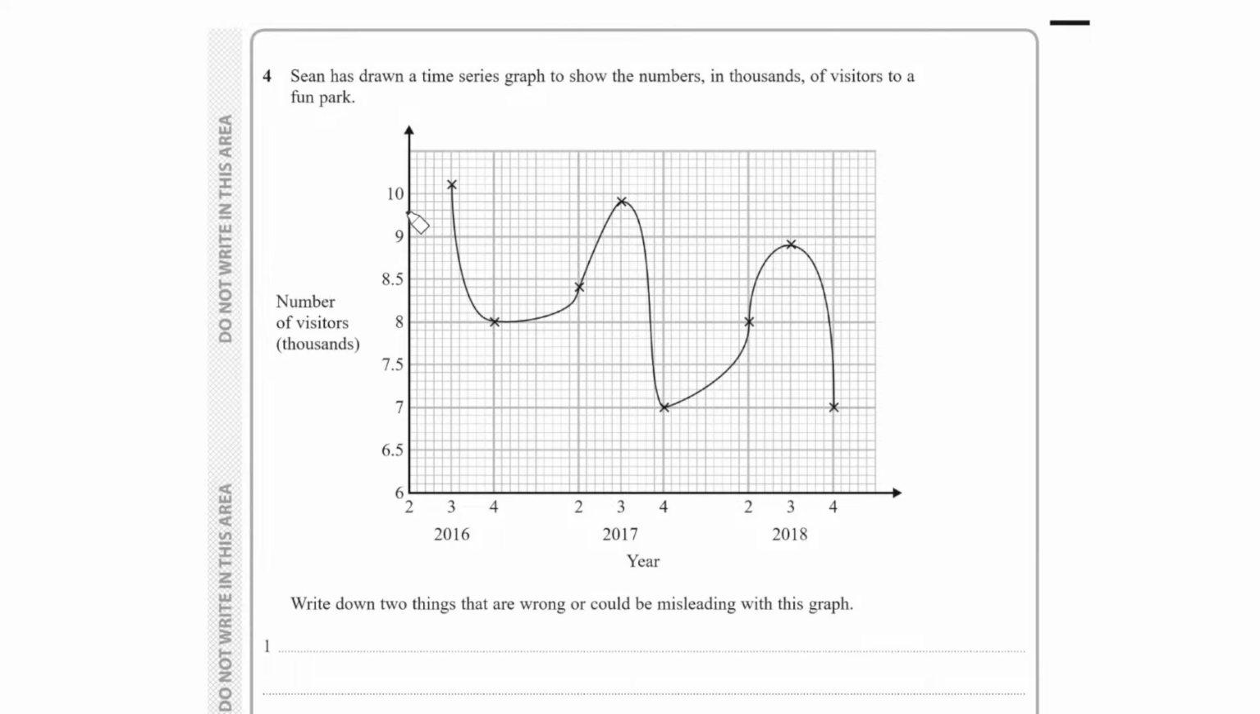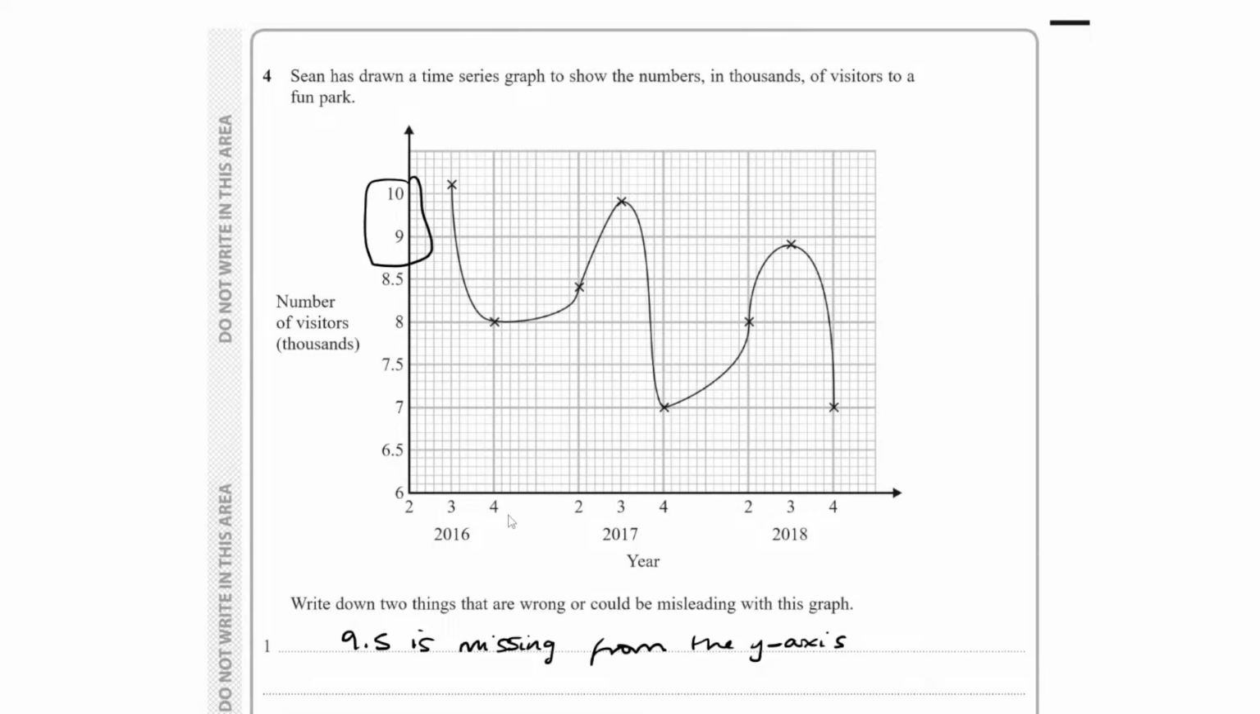One of the things that I thought was, if you have a look on this y-axis, you've got 6, 6.5, 7, 7.5, 8, so on. It goes up in 0.5, doesn't it? But here, they've gone straight from 9 to 10. So you could say that 9.5 or some version of this is missing from the y-axis. Or it goes from 9 to 10, some kind of version of referring to this point here.